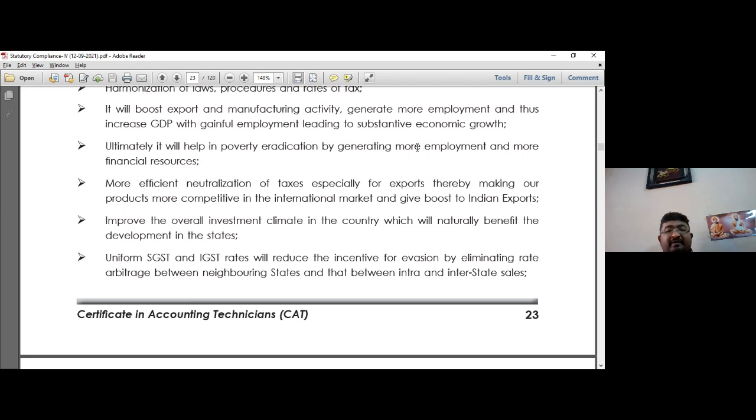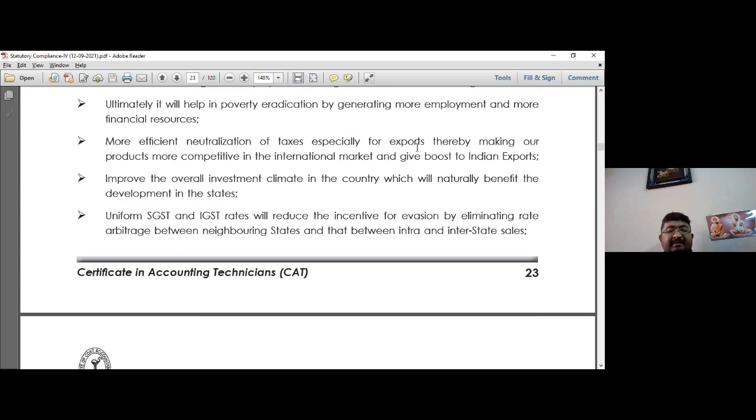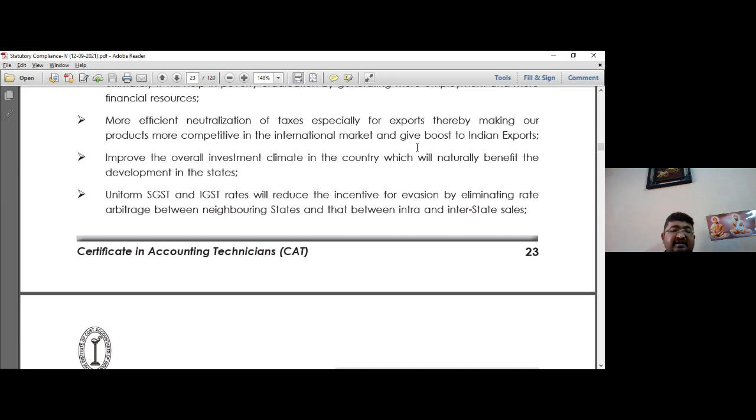Ultimately, it will help in poverty eradication by generating more employment and more financial resources. More efficient neutralization of tax, especially for exports, thereby making our products more competitive in the international market, give a boost to Indian exports, and improve the overall investment climate in India, which will naturally benefit the development in the states.